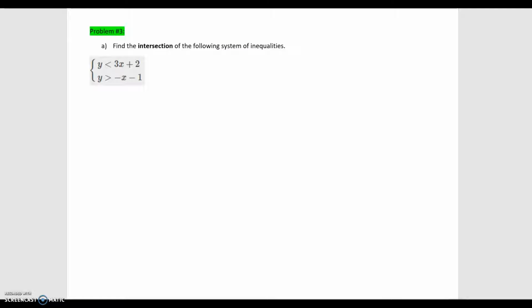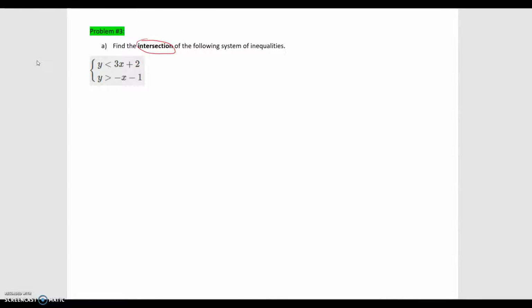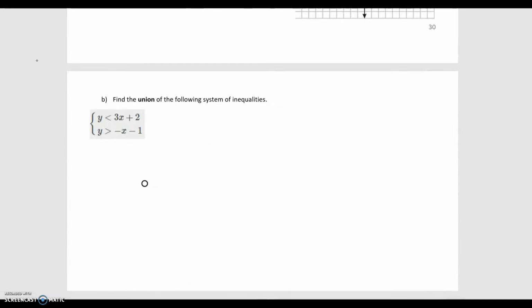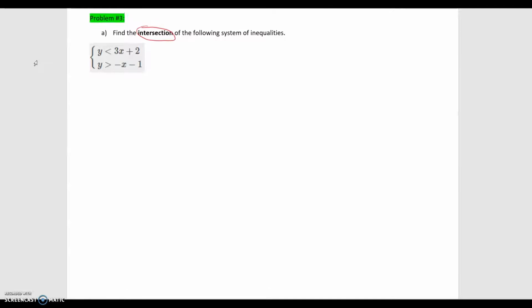Hi class, let's take a look at problem 3. Now, problem 3A happens to be the same as we did before. One problem is going to do the intersection, and then the same inequalities, we're going to be doing the union for the same problem. So let's actually get all the information to graph both of these lines.